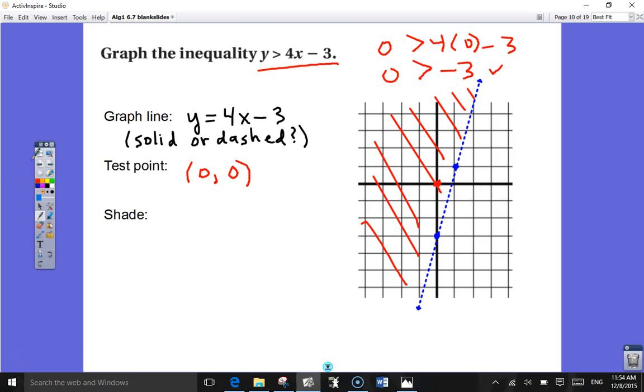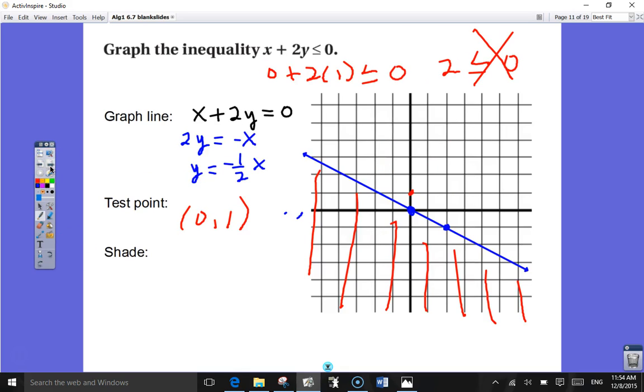If you're dealing with, let's say, one like this, here we solved this one for y. If I solve that, it would have been y is less than or equal to -1/2 x. So it would have been shaded below, because it's y less than, shade below. You can always just solve your inequality for y, and then that will tell you directly shade above, shade below.